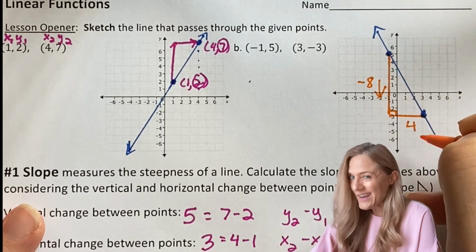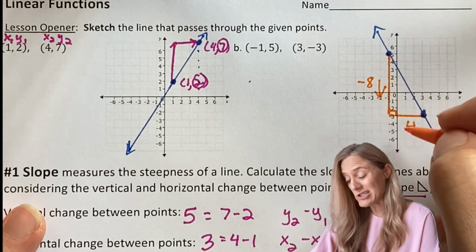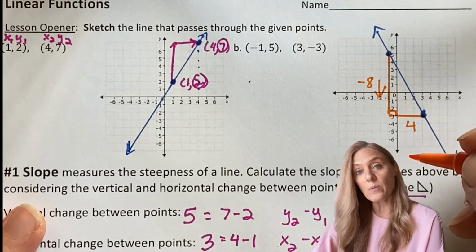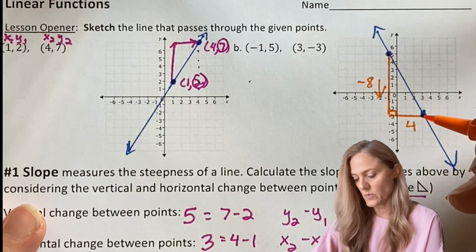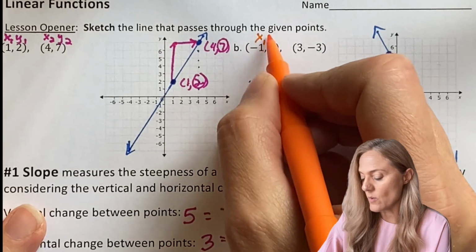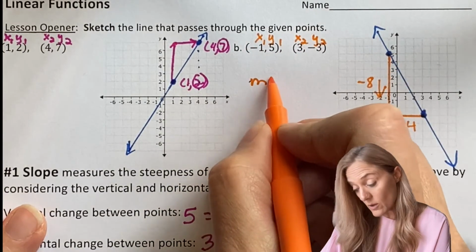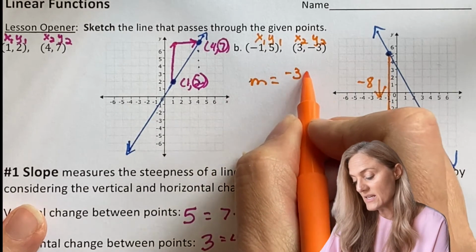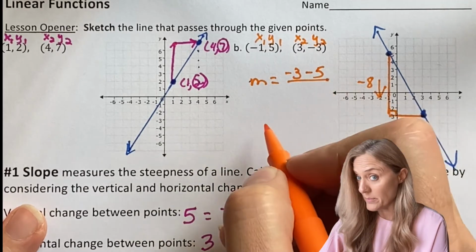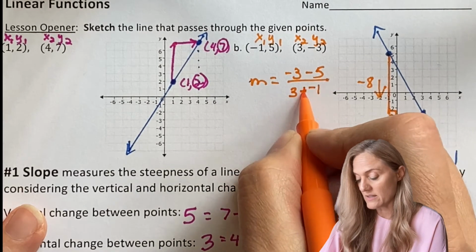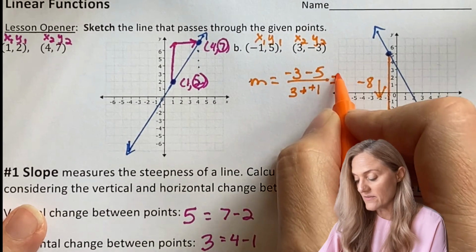So already I know that the change in y over the change in x is negative 8 over 4, negative 2. But let's check that with our y sub 2 minus y sub 1. So we have our x sub 1, y sub 1, x sub 2, y sub 2. And let's do m equals negative 3 minus 5, divided by 3 minus negative 1. So minus a negative is plus, and I get negative 8 over 4.